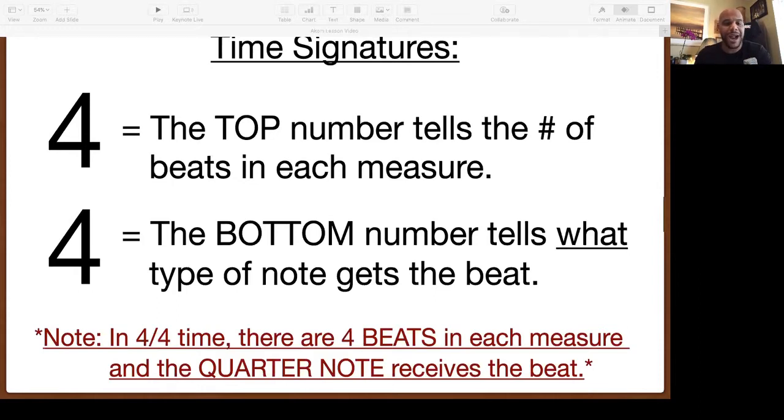And we're going to do some practice in a second. The bottom number tells us what type of note receives the beat. For right now, don't worry about that too much. We'll talk about the bottom number in person, the next time we see you or next year. So just know if you read the statement at the bottom, in 4/4 time, there are 4 beats in each measure. So why do we say there's 4 beats?